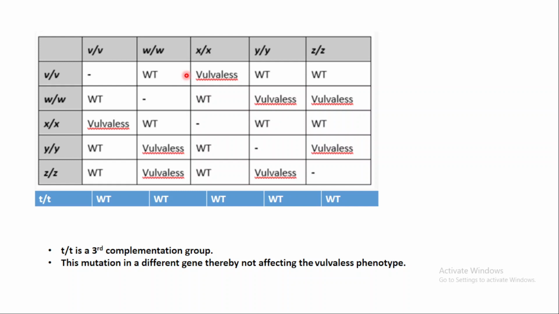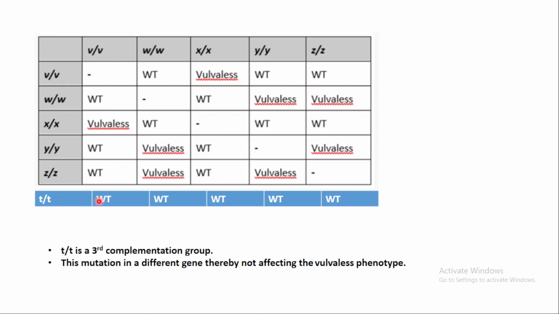That means they are not complementing each other. They are on the same gene. These mutations cannot complement each other, and they form one complementation group because these mutations create the mutant phenotype. That's how you select it. Similarly, W will form a complementation group with Y and Z because they give vulvaless phenotype.